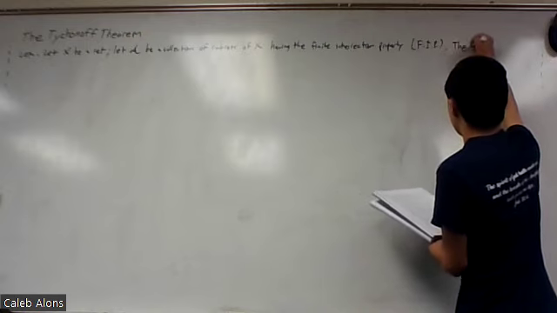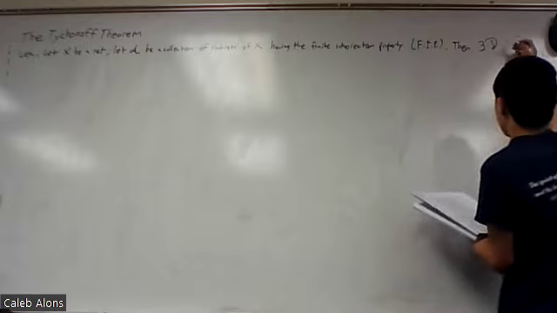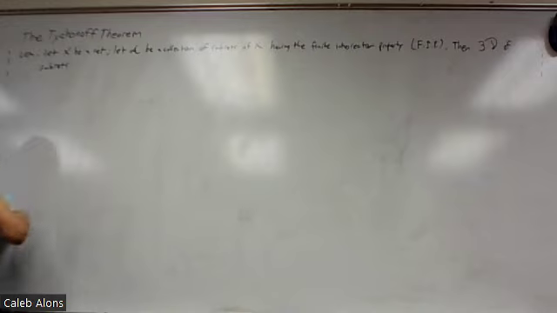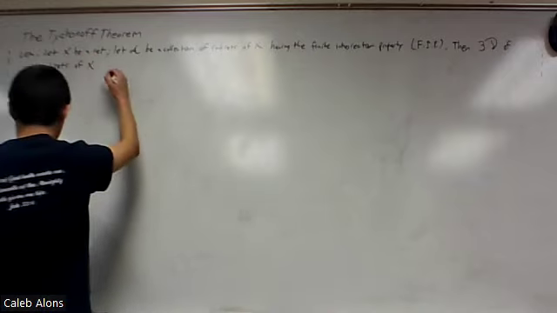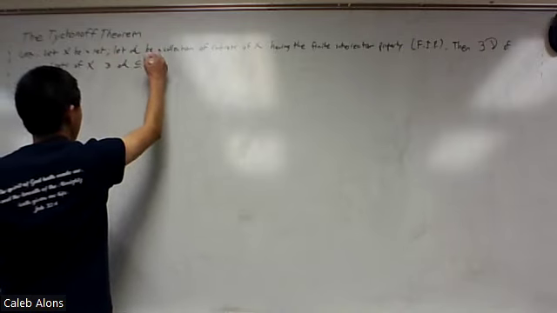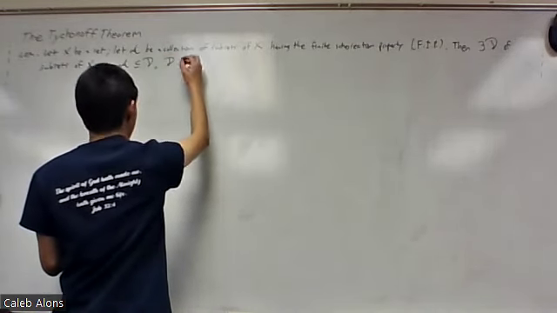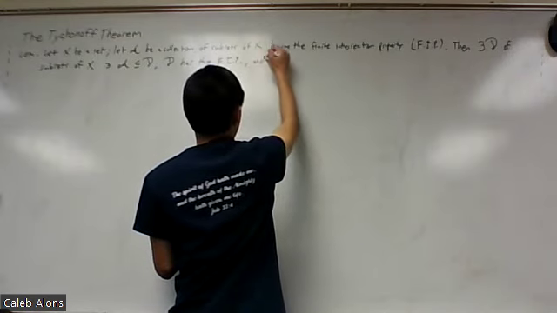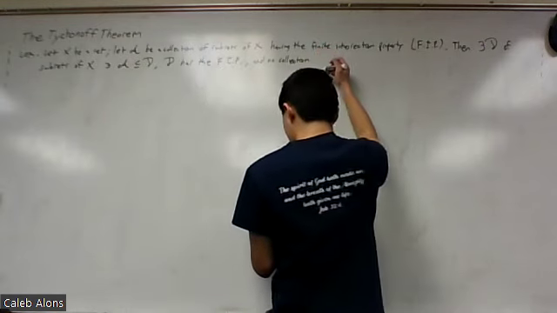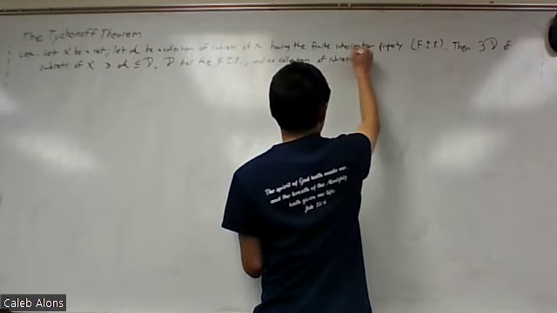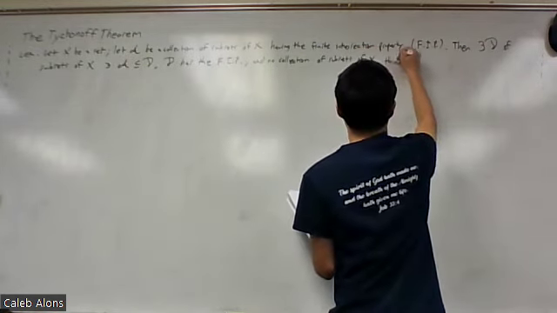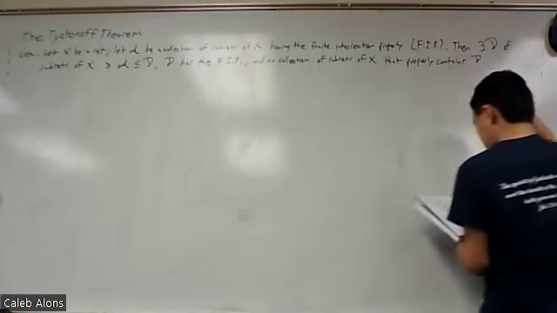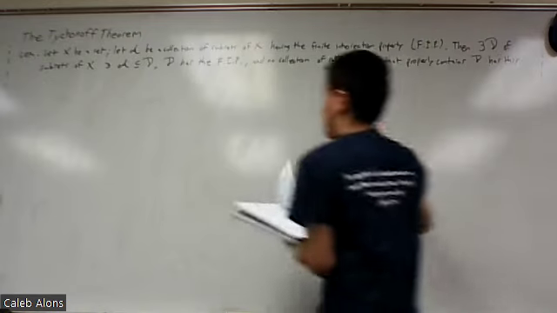Then there's going to exist some collection, we can call it script D, of subsets of X such that the collection A is contained in the collection D, and D has the finite intersection property, and no collection of subsets of X that properly contains the collection D has this property.